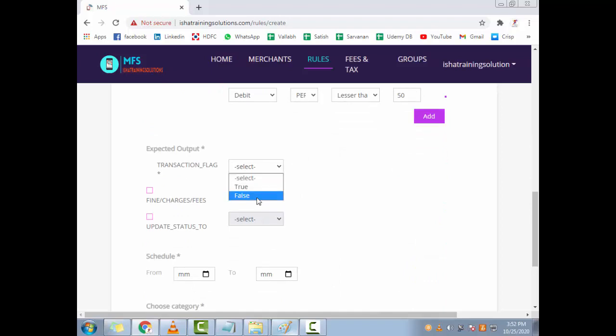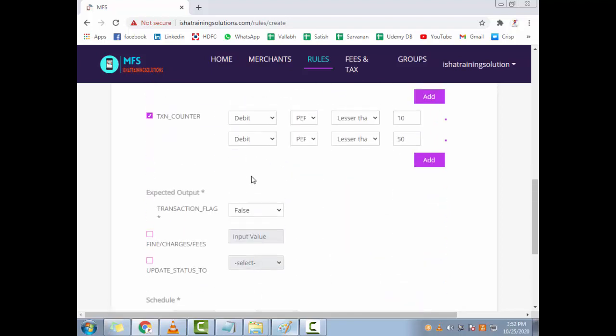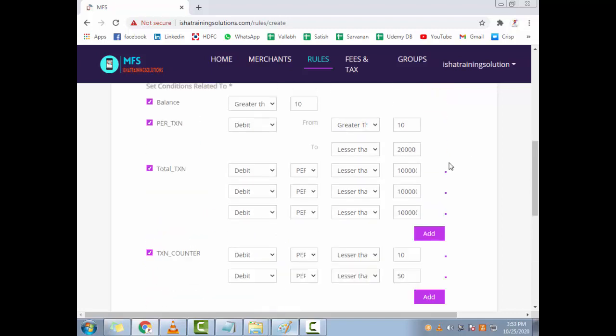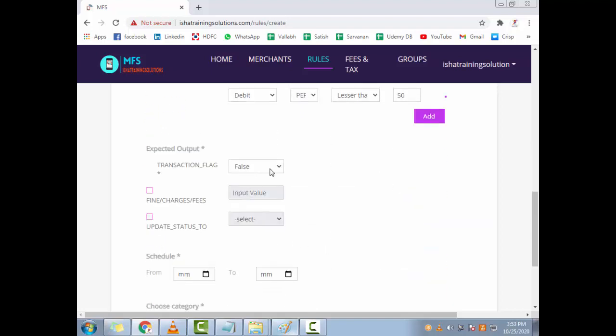Now, once you say this transaction flag as false, which means that Kumar wants to send 25,000 rupees, he cannot send at any cost because the transaction flag is set as false. So in a particular transaction, he cannot send more than 25,000 because the transaction flag is false.